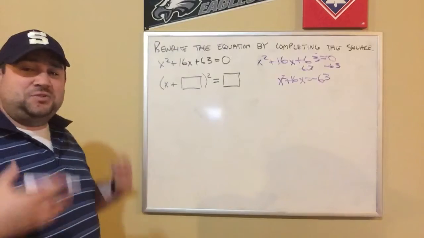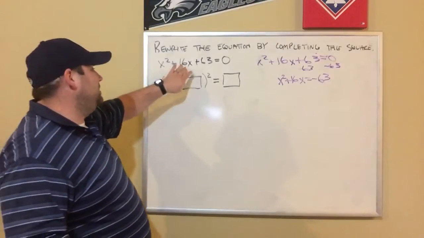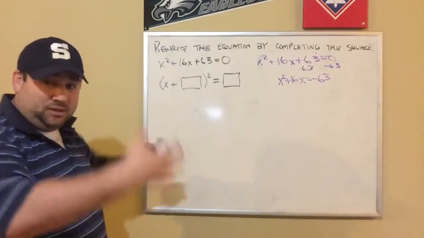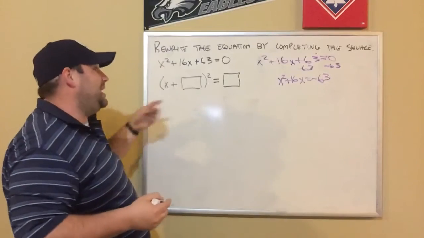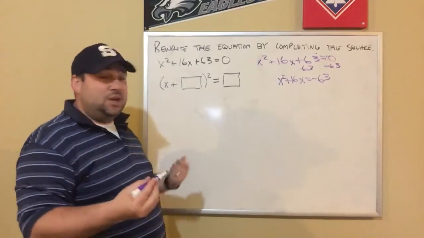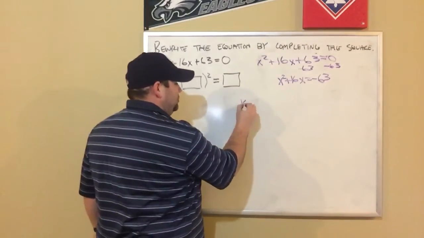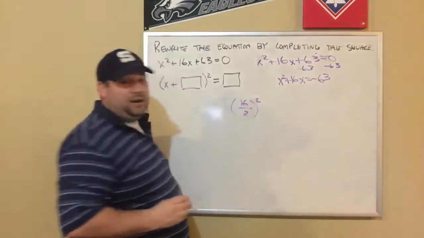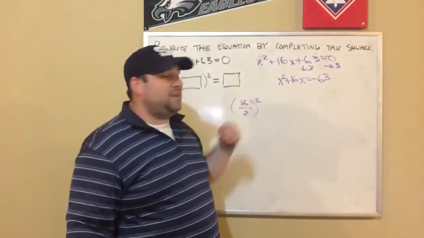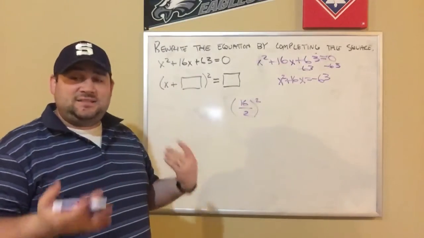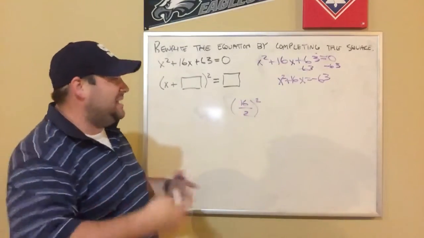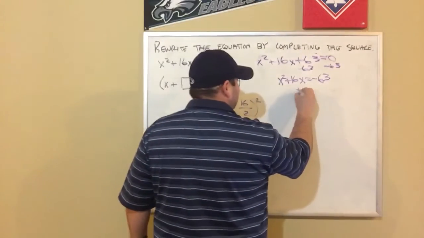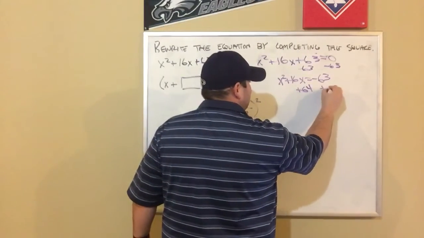Your next step is you take the b term. That's the number in front of the x in the middle term of the original quadratic. In this case, it's 16. You take that 16, you divide it by 2, and then you square it. So 16 divided by 2 is 8, and then 8 squared is 64. That's what I'm going to add to both sides to make it a perfect square.